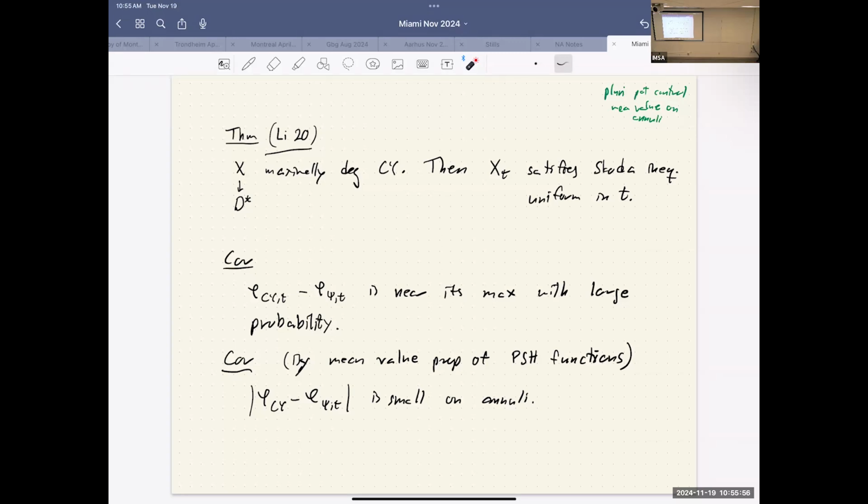And then, as a corollary of this and the previous theorem, we get this fact that if I look at the difference between the Calabi-Yau potentials on X_t and this potential I get from my real Monge-Ampère equation, then this is near its maximum with large probability. It can only deviate from its maximum on very small sets.